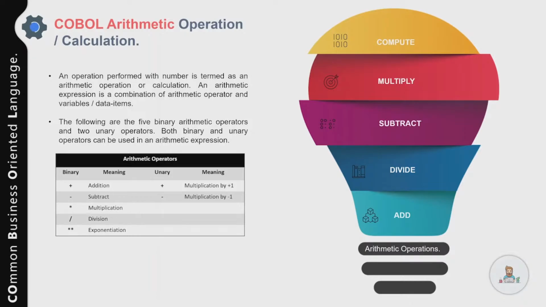The first binary operator is plus, which is used for addition. After that you have minus, which is used for subtraction. Then the asterisk, which is used for multiplication. Thereafter you have the forward slash, which is used for division. After that you have two asterisks, which is used for exponentiation. The first unary operator is plus, which means multiplication by plus 1, and the next one is minus, which means multiplication by minus 1.